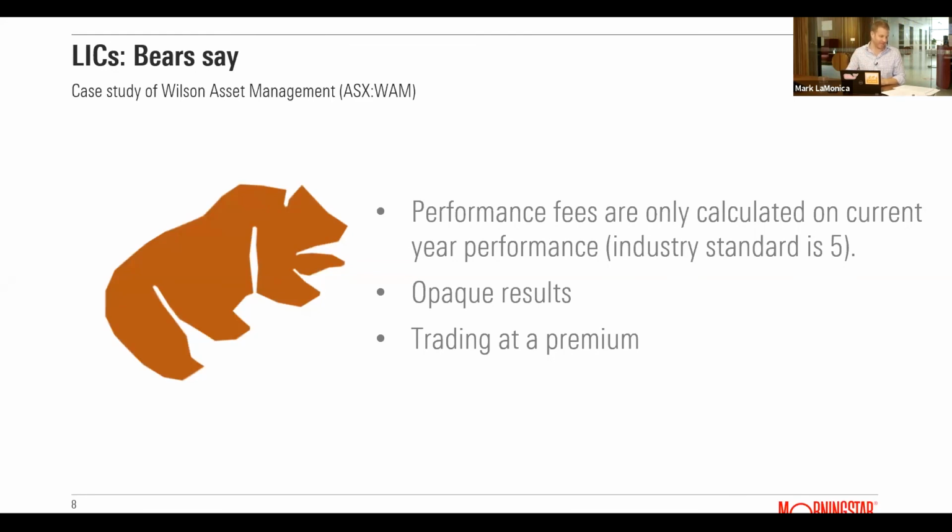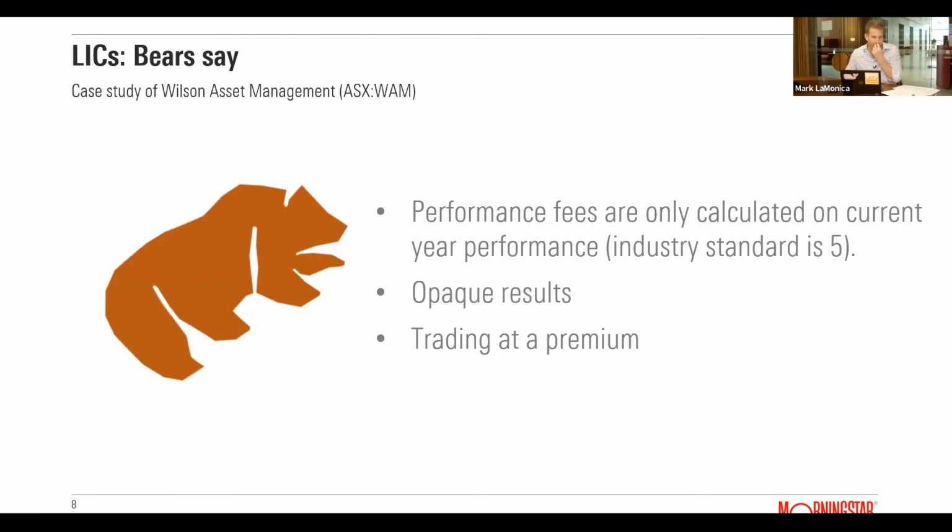Most funds use a 5-year period, right? They're trying to make sure of that, and that's why a lot of people close hedge funds if they underperform, because they're like, we are never going to get back above our break-even point to earn performance fees. Wilson Asset Management doesn't do that. They have a 1-year look-back period, which is really bad.